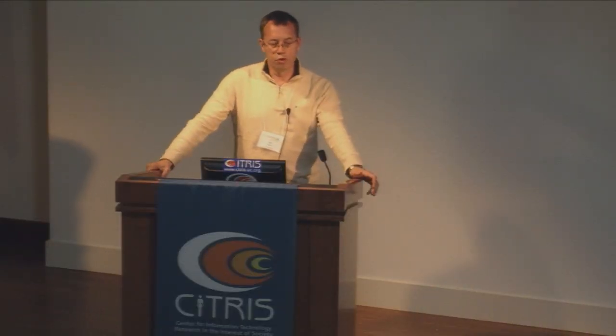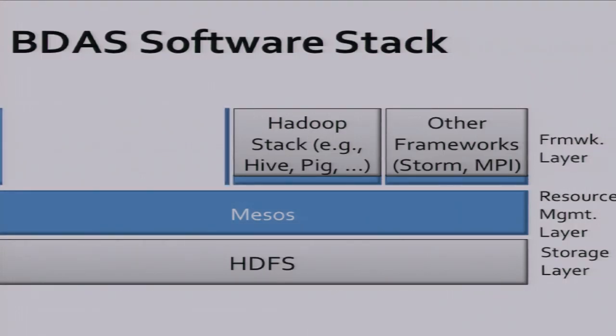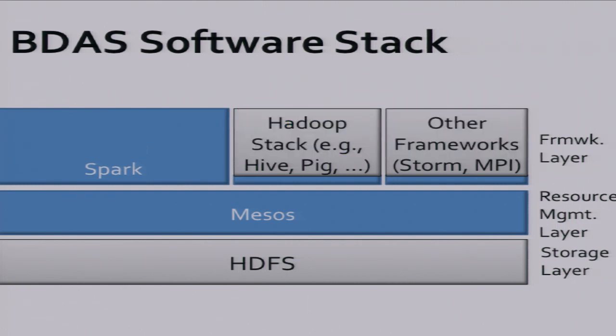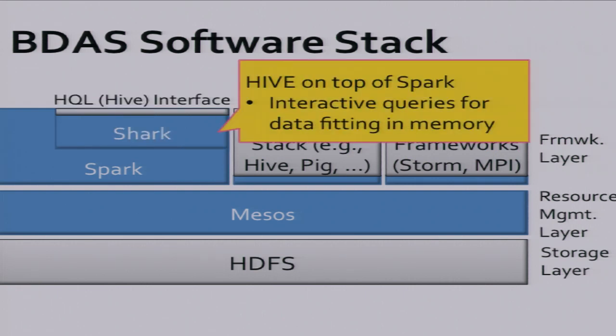In addition, we built new frameworks. The first framework we built was Spark. And like I mentioned, Spark is an in-memory processing framework which enables iterative computation and interactive queries. Then more recently, on top of it, we built Shark. The way to think about Shark is Hive on top of Spark. Basically, it's backward compatible with Hive, so it allows you to run unmodified Hive queries. But now the queries will be interactive as long as the data fits into memory.